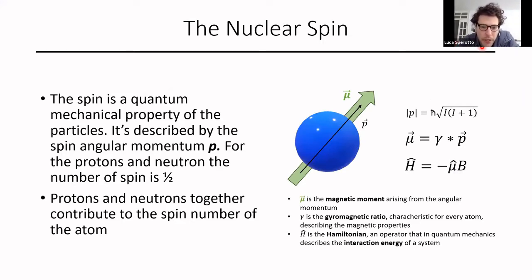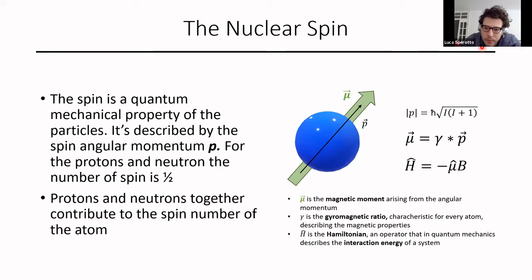So everything is based on the nuclear spin. It's a quantum mechanical property of the particles. And in our case, because it's nuclear magnetic resonance, we are basically concentrated on the nuclear spin, of the nucleus. Important for this is the so-called spin angular momentum, and as I say, it is a quantum mechanical property.